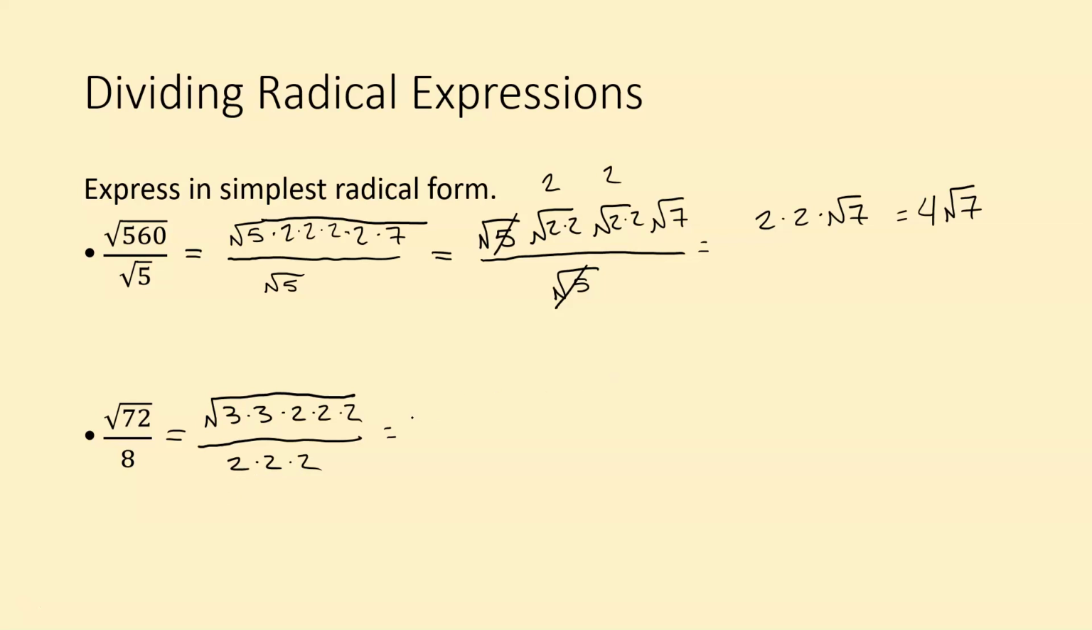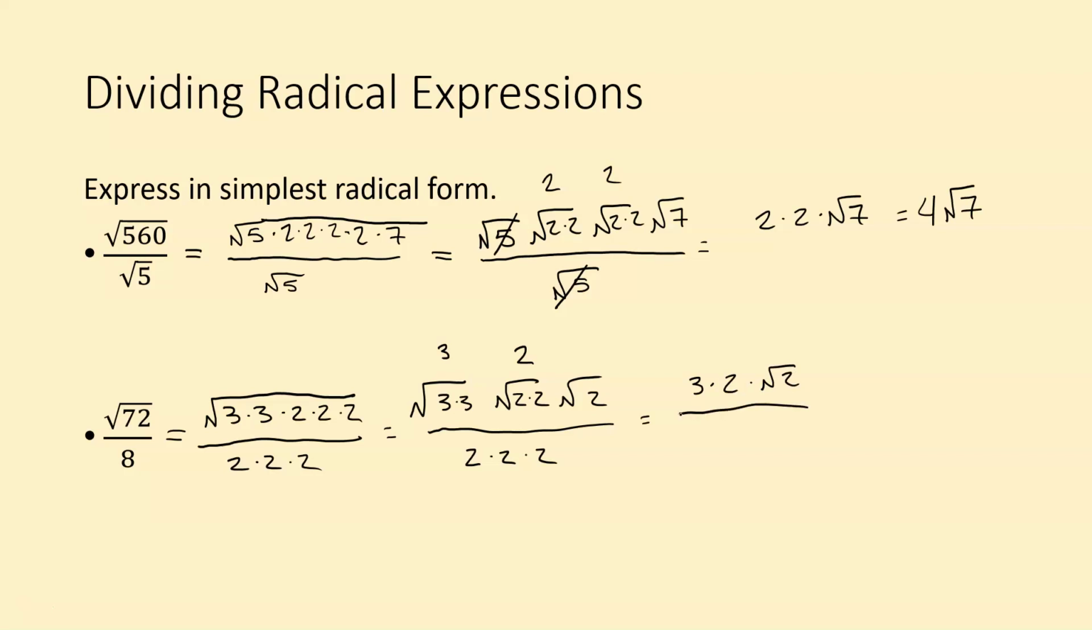Now I want to separate this radical out. So I have square root of 3 times 3, square root of 2 times 2, and the square root of 2 left over, and then 2 times 2 times 2 on the bottom. The square root of 3 times 3 is 3. The square root of 2 times 2 is 2. So really I have 3 times 2 times root 2 over 2 times 2 times 2. So I can cancel these 2's. I cannot cancel this root 2 with any of these because that is not the same number.